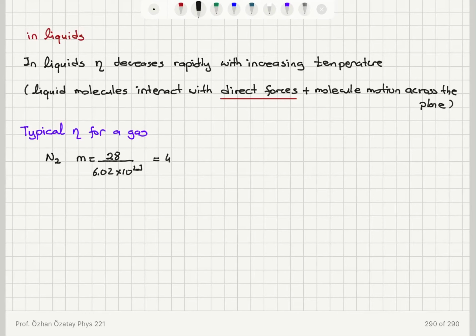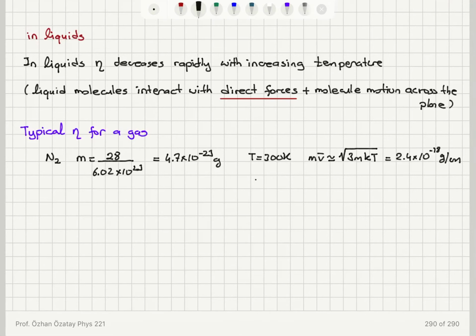This gives us 4.7 × 10^-23 grams. And let's assume the temperature is 300 Kelvin. So for mv bar, we can estimate this to be square root 3 mkT, which is 2.4 × 10^-18 grams per centimeter.